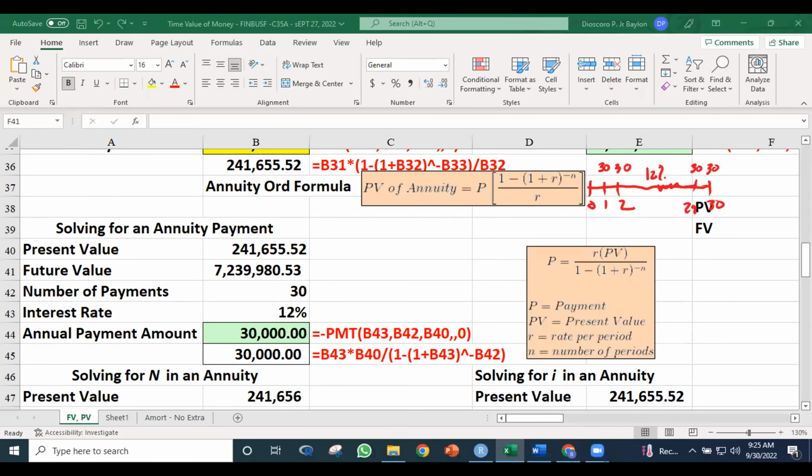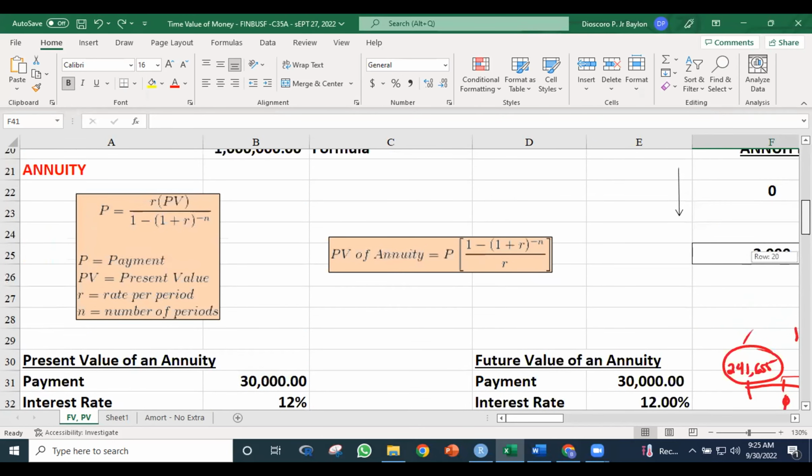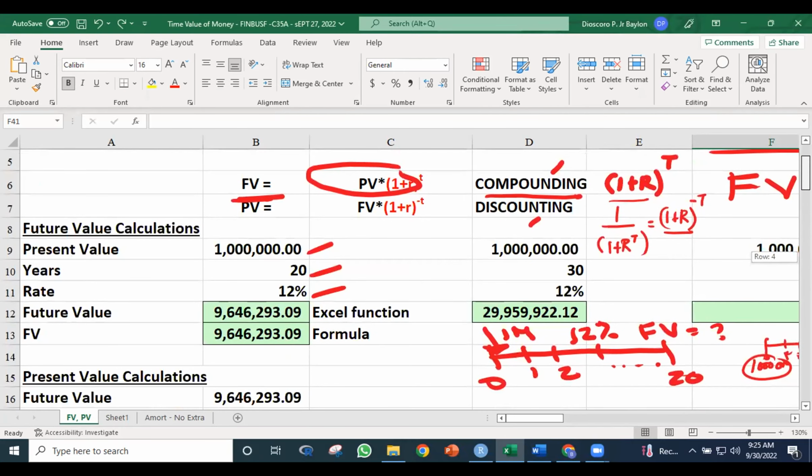Okay, good morning once again. We continue our discussion on time value of money, and we're using Microsoft Excel as a tool to solve time value of money problems.